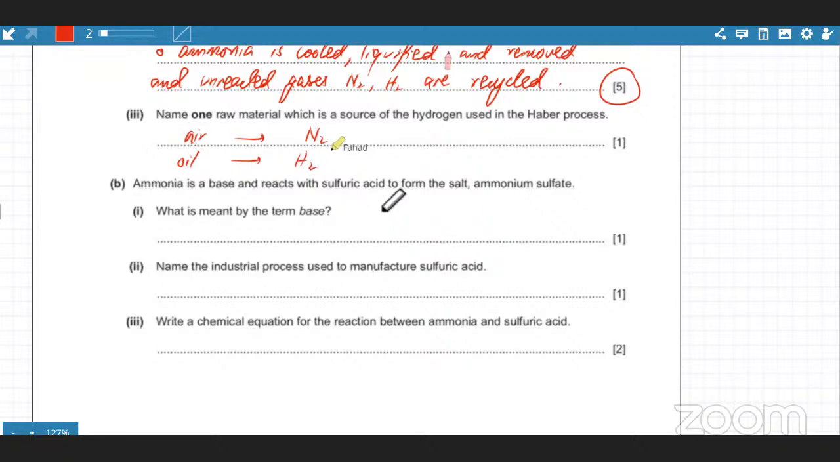Now, ammonia as a base reacts with sulfuric acid to form the salt ammonium sulfate. What is meant by the term base? It's a proton acceptor. What's a proton? H plus one ions are called protons. So they're molecules that accept H plus one ions. Name the industrial process used to manufacture sulfuric acid. That's known as the contact process.